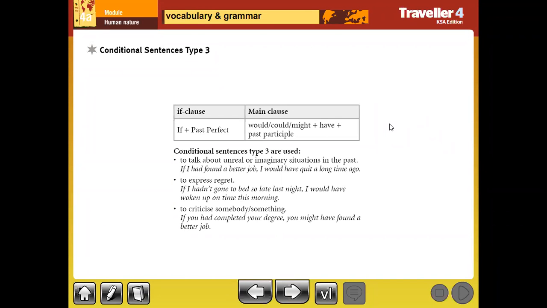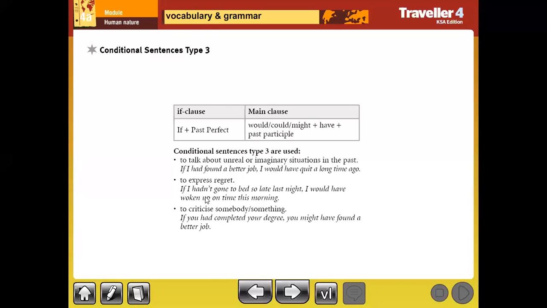Number two, to express regret. When you regret something, you can express your regret using the third conditional. If I hadn't gone to bed so late last night, I would have woken up on time this morning. In this sentence, we have the if clause, if I hadn't gone to bed so late, and the main clause, I would have woken up on time.